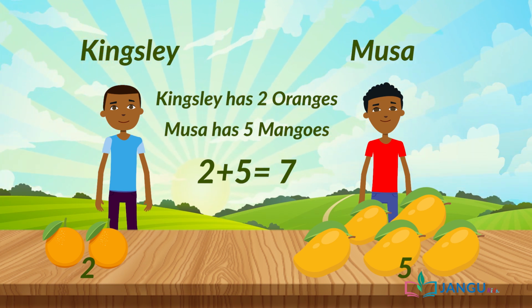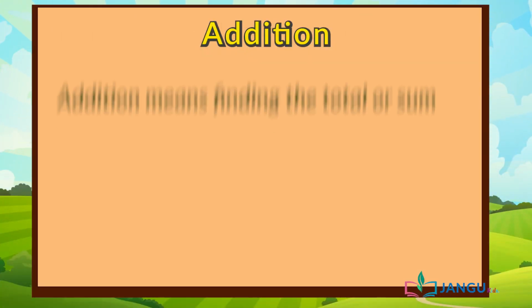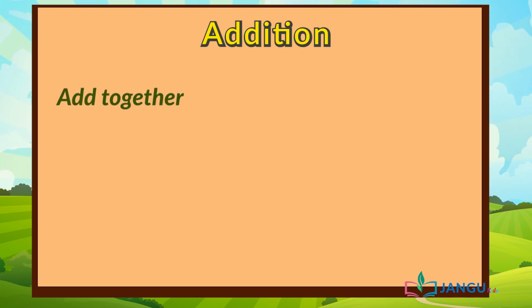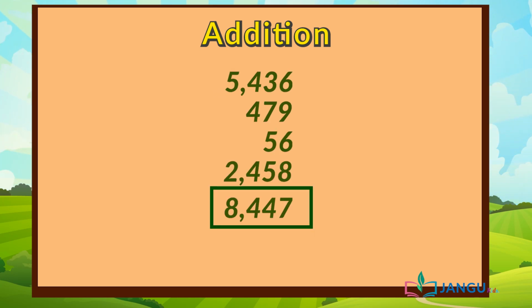So what just happened between Kingsley and Musa is called addition. Addition means finding the total or sum. For instance, add together 5,436 plus 479 plus 56 plus 2,458. Now each of these numbers is called an addend. So just add all the whole numbers together.